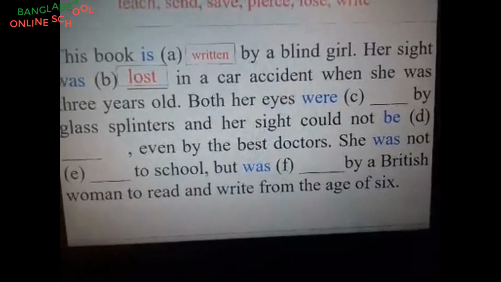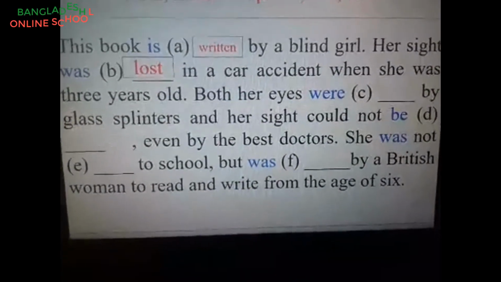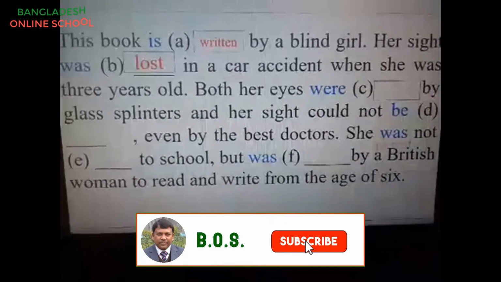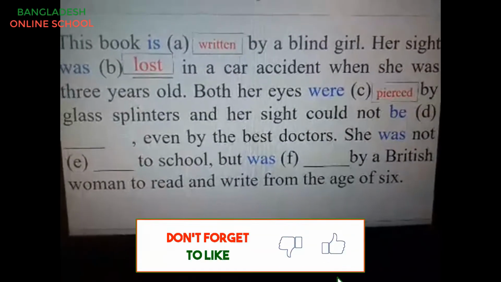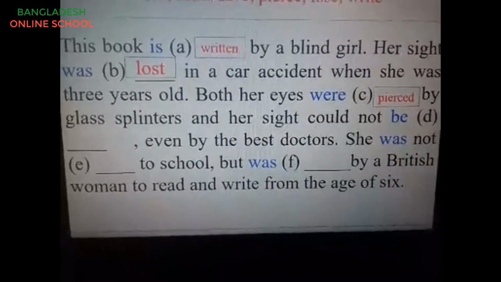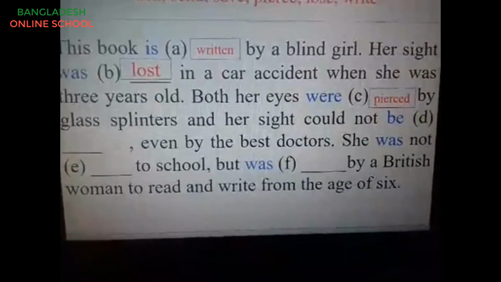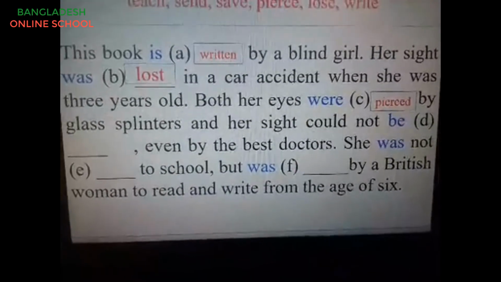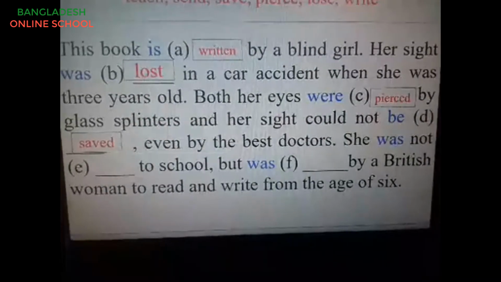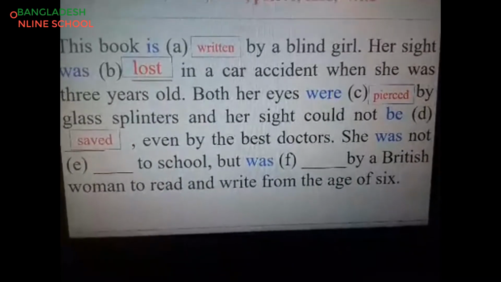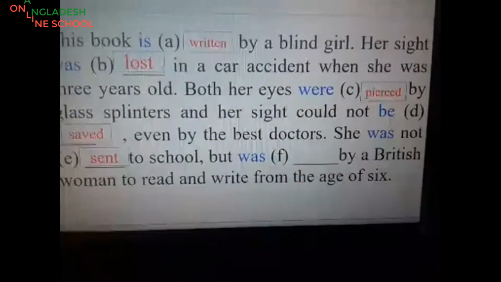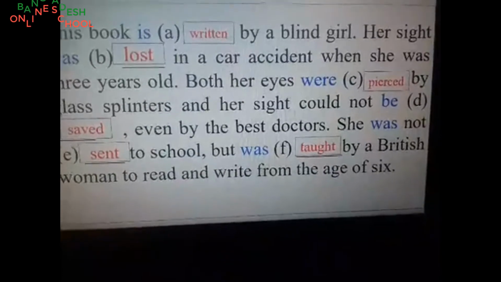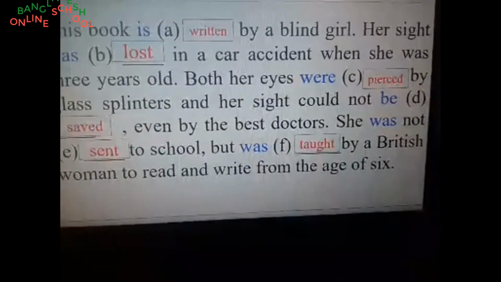In letter C, her eyes were pierced, that means penetrated. In Bangla, ঢুকে যাওয়া, বিদ্ধ হওয়া. By glass splinters, and her sight could not be saved even by the best doctors. She was not sent to school but was taught by a British woman to read and write from the age of 6.